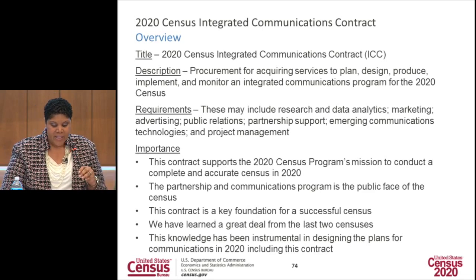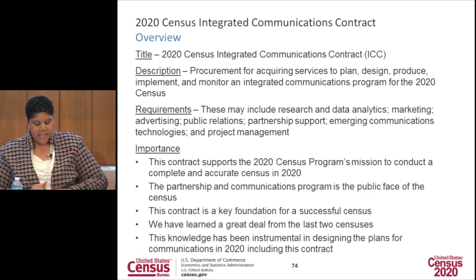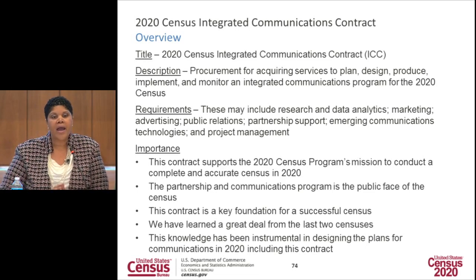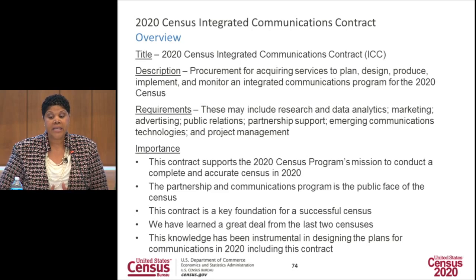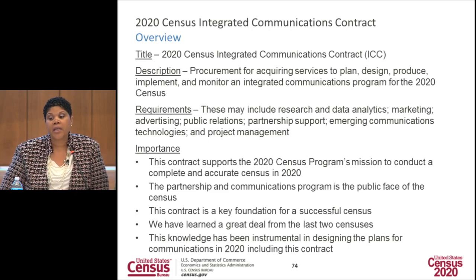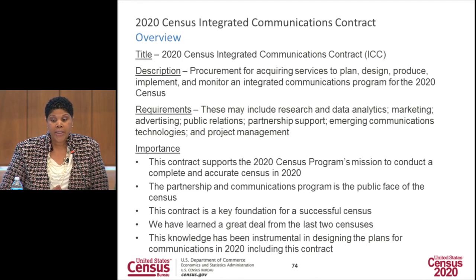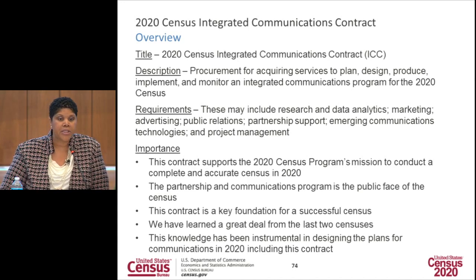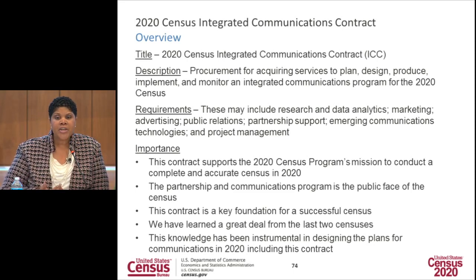So moving on. The integrated communications contract is a procurement for acquiring services for the design, plan, and production, the implementation and monitoring of the integrated communications program for the 2020 census. The requirements could include research and data analytics, marketing, advertising, public relations, partnership support, emerging communication technologies, and project management.